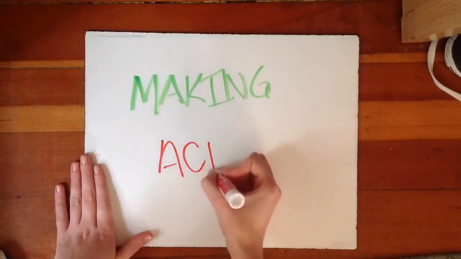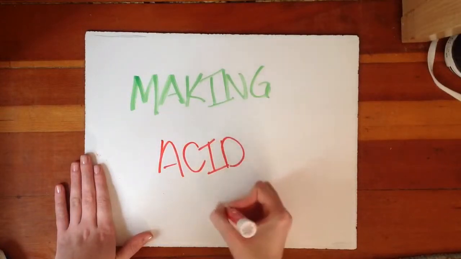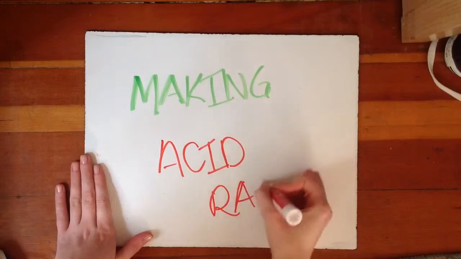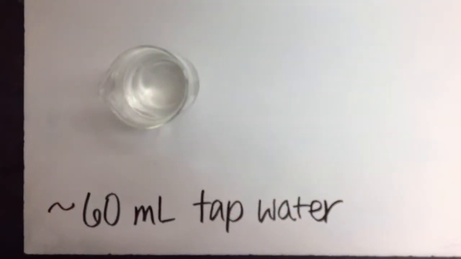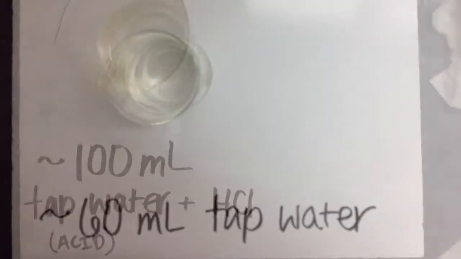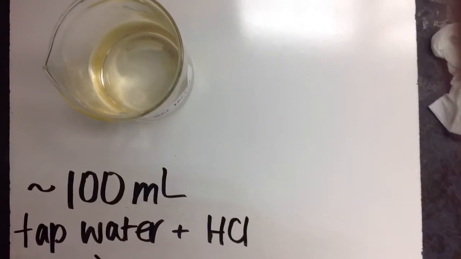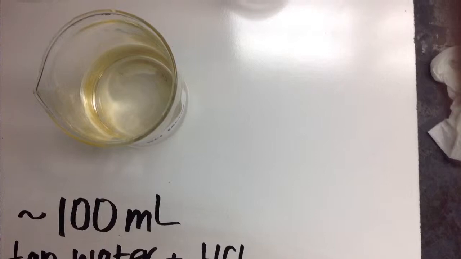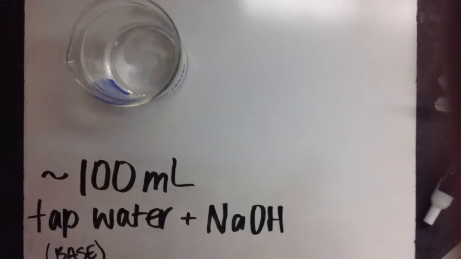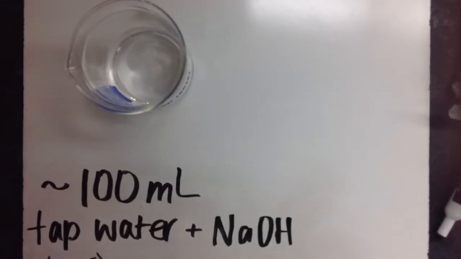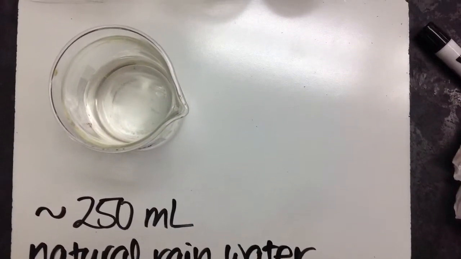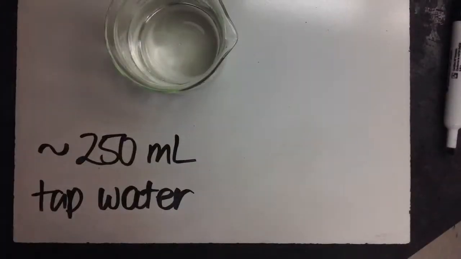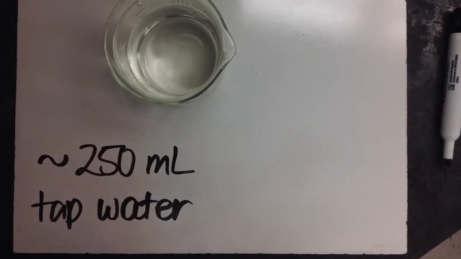Today in my experiment, I will be testing the pH of various solutions and making my own acid rain using sulfur. For this lab, I'll need 60 milliliters of tap water, 100 milliliters of tap water and hydrochloric acid, an acidic solution, 100 milliliters of tap water and sodium hydroxide, a basic solution, 250 milliliters of natural rainwater collected here in Portland, 250 milliliters of more tap water.